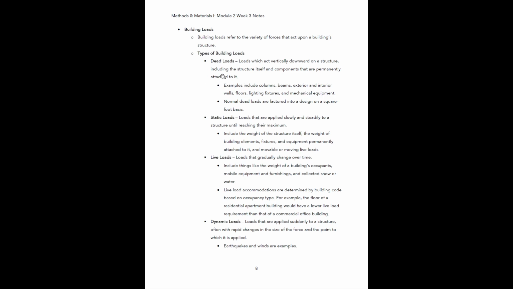Okay. So a dead load. That is a load which acts vertically downward on a structure, and that also includes the structure itself and any components that are permanently attached to it, okay? So for example, columns, beams, exterior and interior walls, floors, lighting fixtures, mechanical equipment, all those things are permanently attached to the building, and that's all weight that the structure of the building has to carry and transfer down to the foundation. Normal dead loads are factored into a design on a square foot basis.